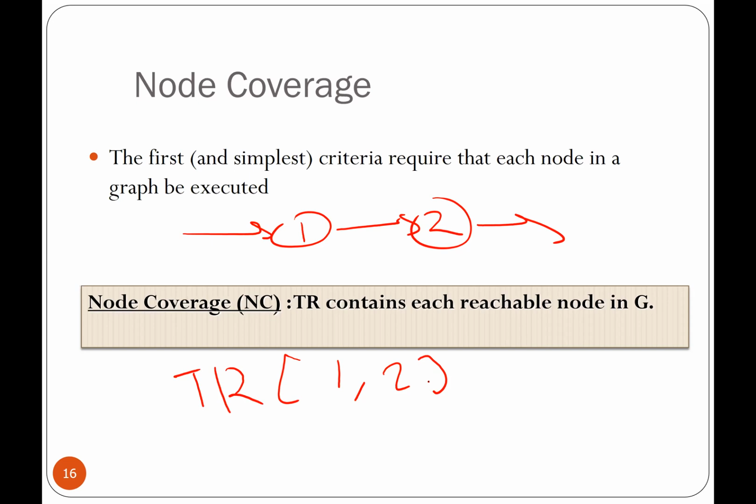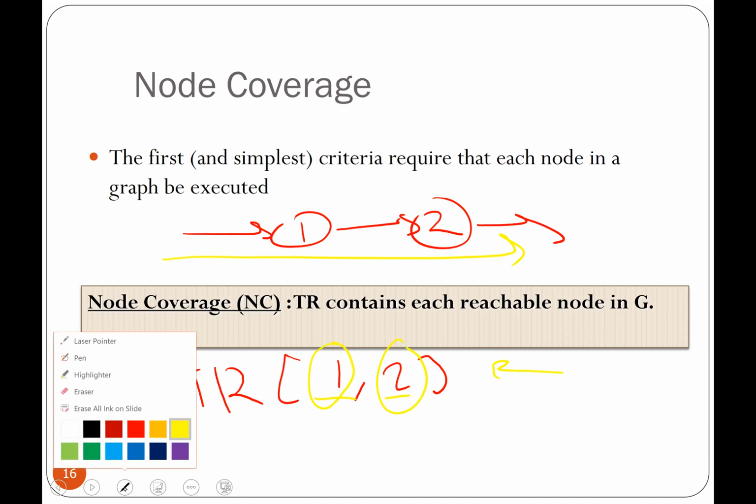I could have satisfied both test requirements in one shot by creating a test path that just goes straight through 1, 2. So one test case, one stone hitting two birds sort of thing, would have satisfied the two requirements that I have. Remember, I'm not trying to say this is edge 1, 2, or this is path 1, 2. No, this is test requirement number 1, test requirement number 2.